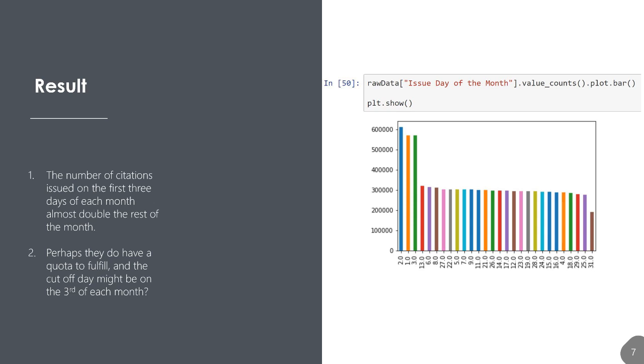So my assumption that the end of the month is the deadline is incorrect. After reviewing this data, I'm predicting that the deadline is probably at the end of the 3rd of each month or the beginning of the 4th, because right after the 3rd of each month, the number of citations drops significantly. You can see it almost dropped like 40% from the 3rd to the 4th of each month. So perhaps they have a quota to fulfill, and the cutoff date might be on the 3rd of each month.